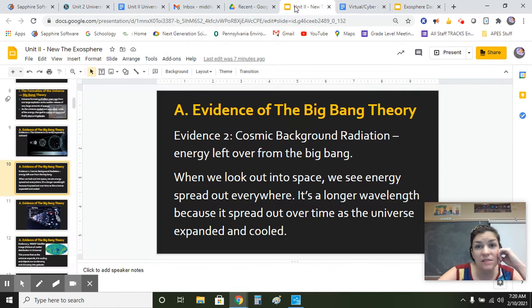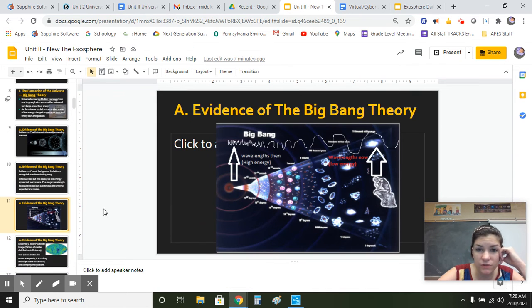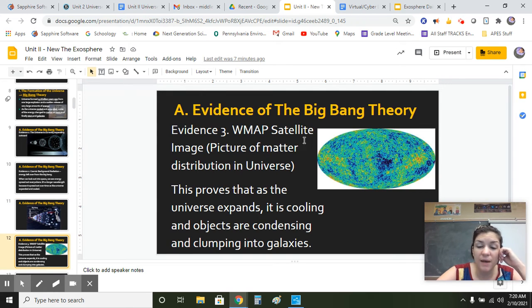Okay. The last piece of evidence is probably the most confusing. It's the WMAP satellite image. It's a picture of the matter distributed in the universe. So we said there's this low energy microwave radiation, long wavelength, everywhere. What we also see is that as it cools and expands, stuff starts clumping together, right? That's just the way gravity works. So as it cools and matter starts forming, you have atoms, you have stars starting to form. Stars have mass, and so it's going to start pulling stuff together.